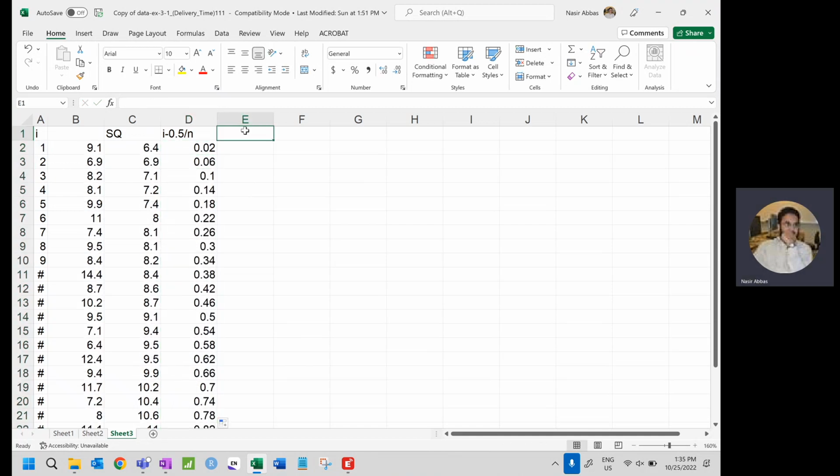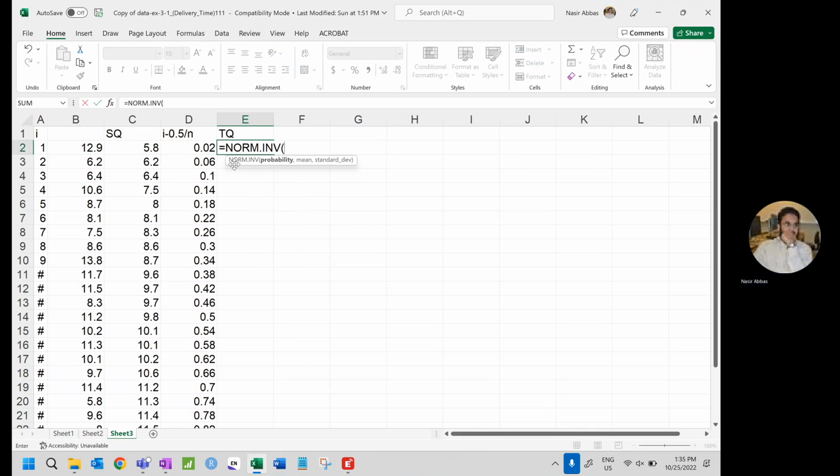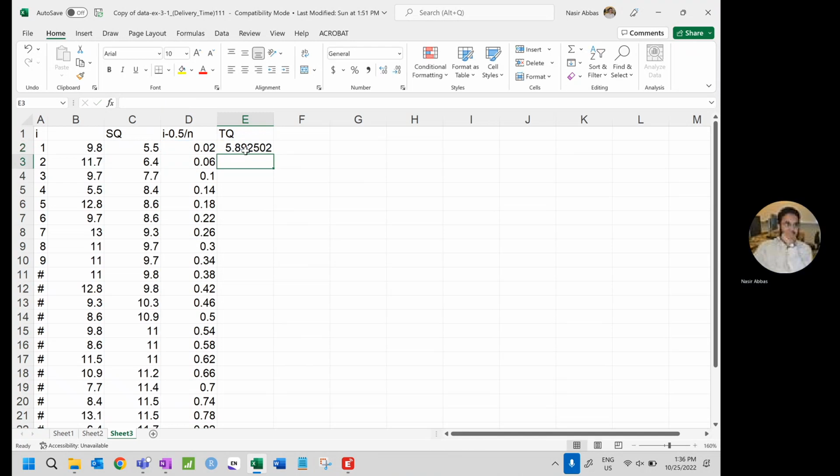And then I find the theoretical quantile from the normal distribution. So normal inverse, and the probability should be this, mean should be 10. I'm comparing with a normal distribution with mean 10 and standard deviation, where did I draw from, 2. So if the data are really from the normal distribution, I expect the first value to be 5.89, whereas the observed was 5.5.